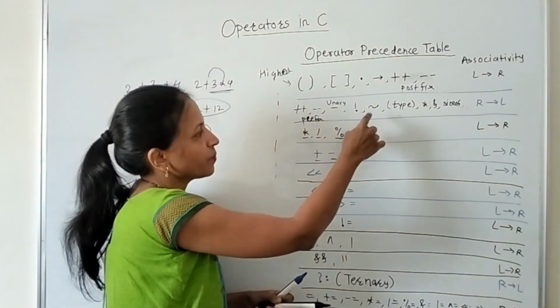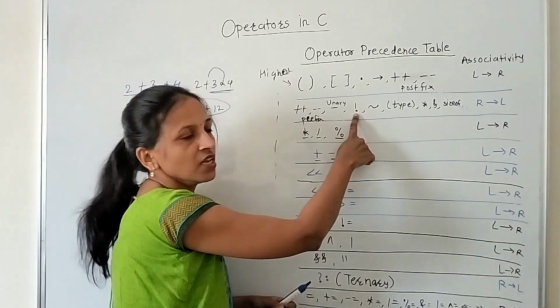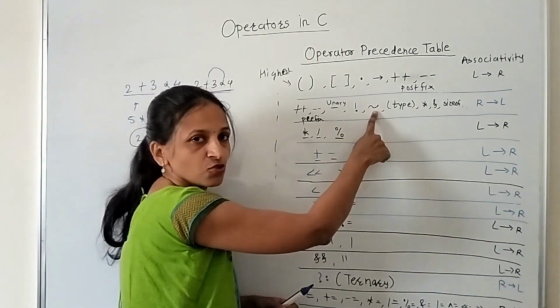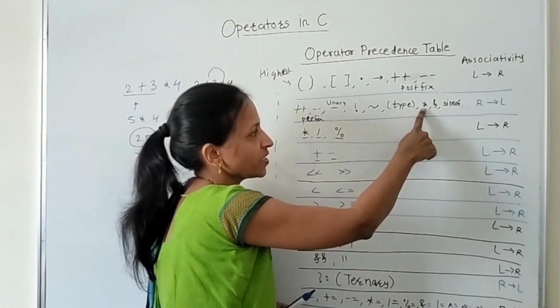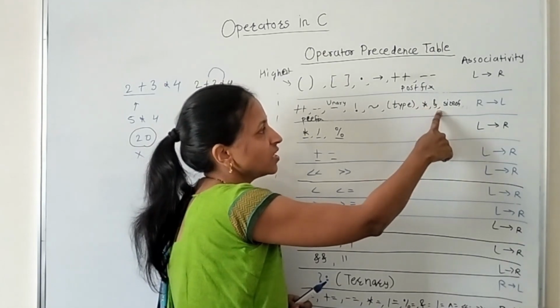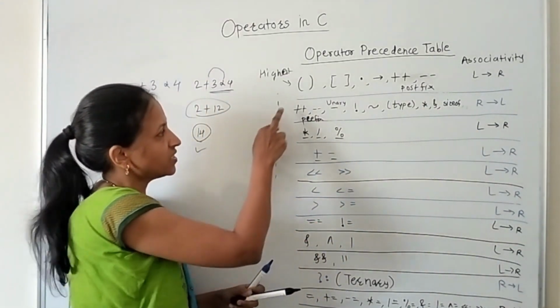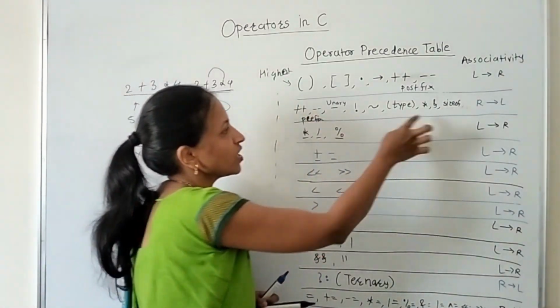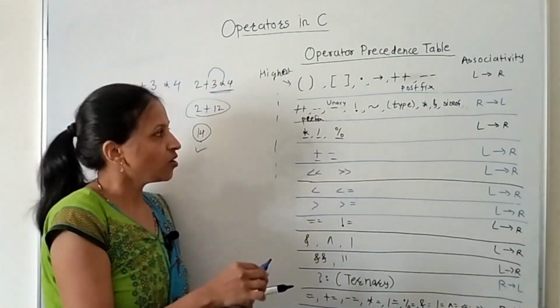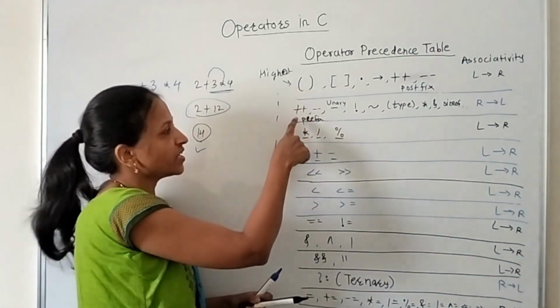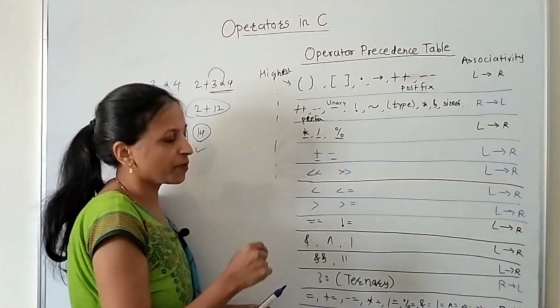Then unary operators: this one is the logical not operator, this one is the one's complement operator, typecasting operators, this asterisk, then address of, then sizeof; these are all operators at this level. Okay, and these all have the same priority, but this one has higher priority than this one. In this way I have written all the operators.